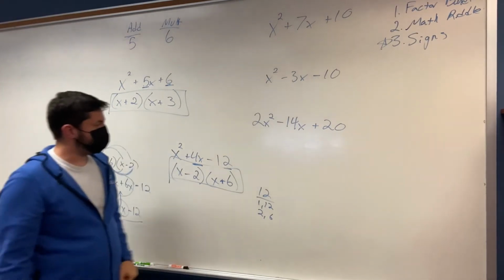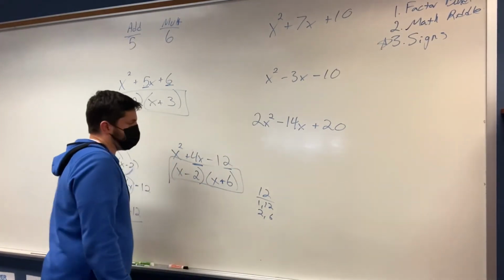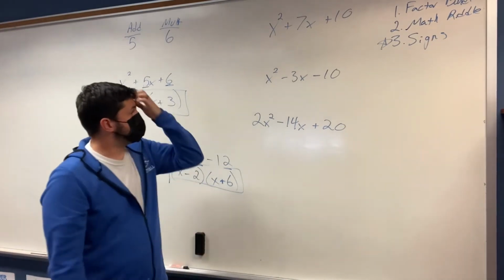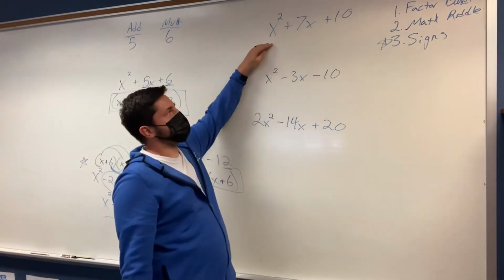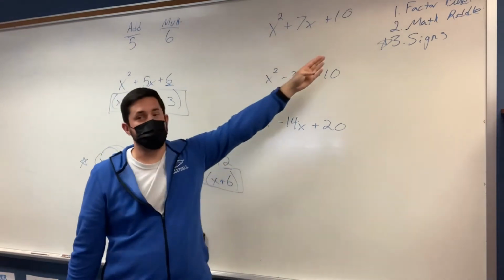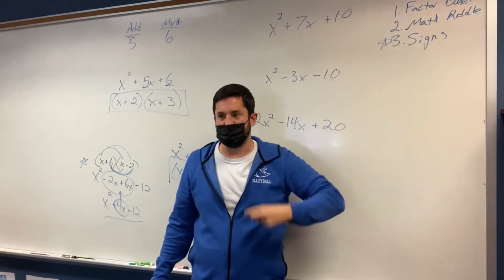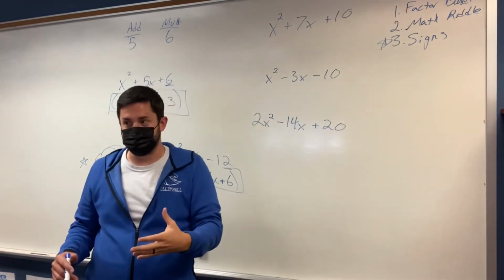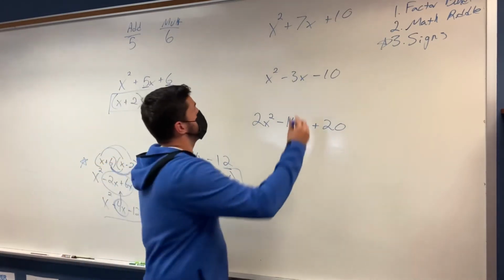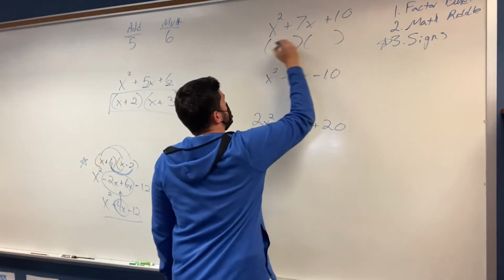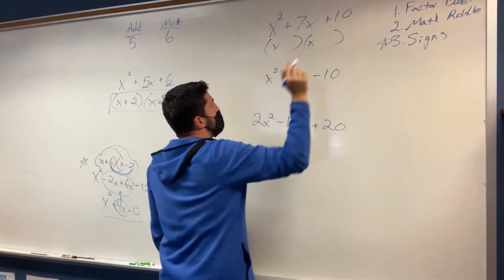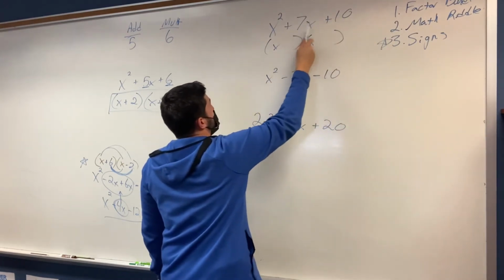So now, enough of that. We're going into some examples now, and we should be good to go. In this example, you're going through this process every time. I'm going to show it to you a little faster now so you can get into the flow of what these things are, because it's the same every time. So, I do my factor bundles. X's, X's. Here we go. I do my math riddle. What adds to get 7 and multiplies to get 10?